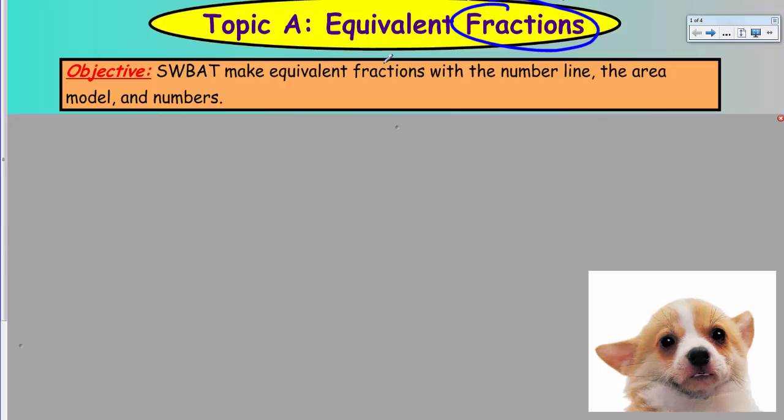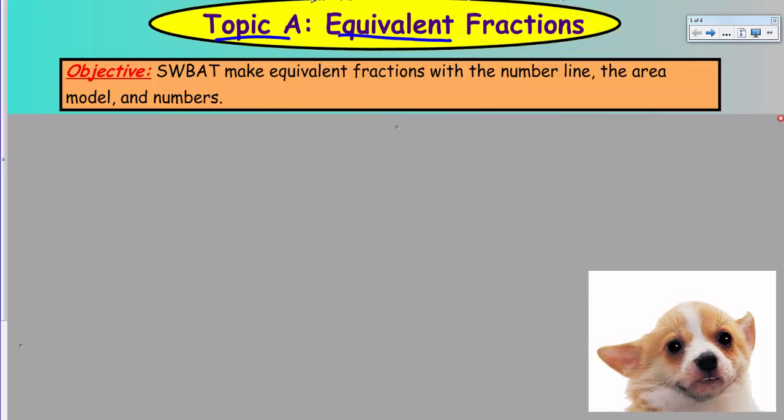As you see, I'm going to start listing the topic because they have the module broken up in pieces. So topic A is going to be about equivalent. And equivalent means like the same, like having the same value. So equivalent fractions are fractions that are the same. You could look up the word equivalent. Equivalent doesn't always necessarily mean exactly the same, but it means it has the same value. Think of it that way.